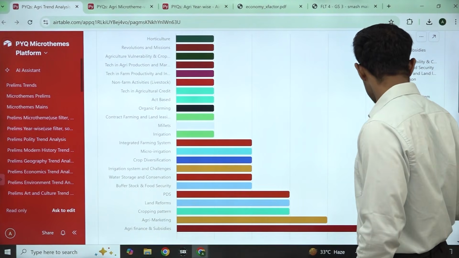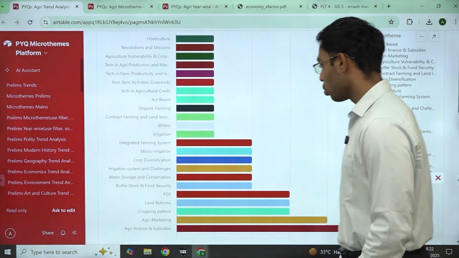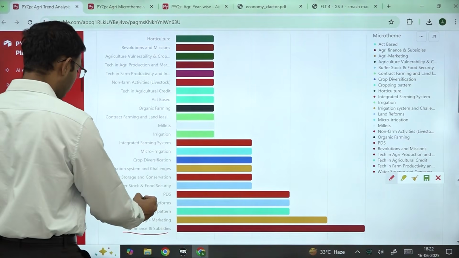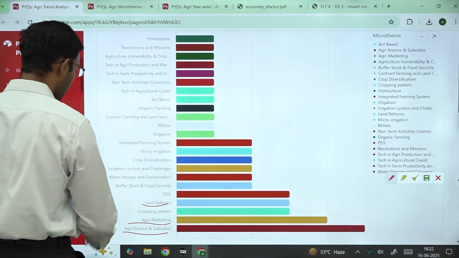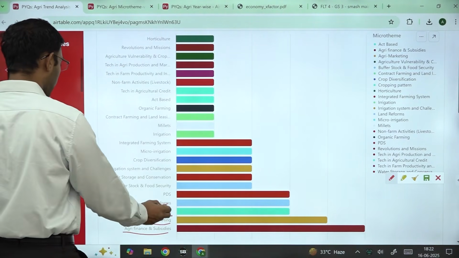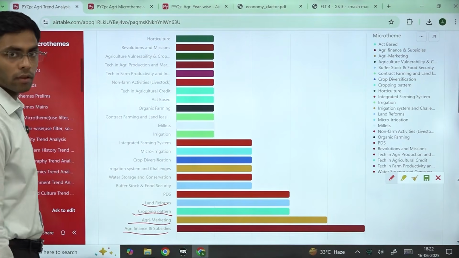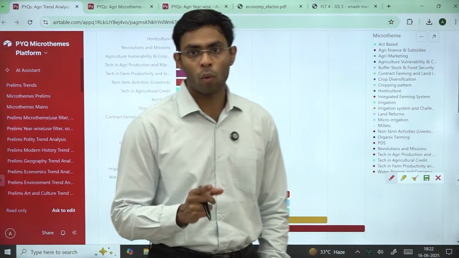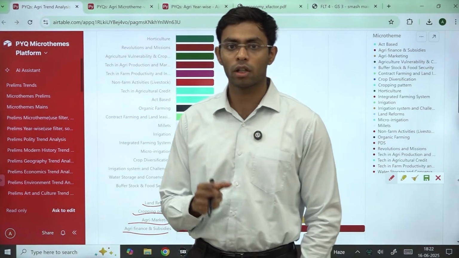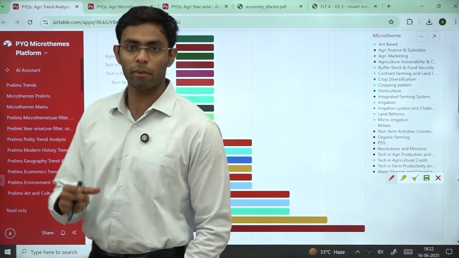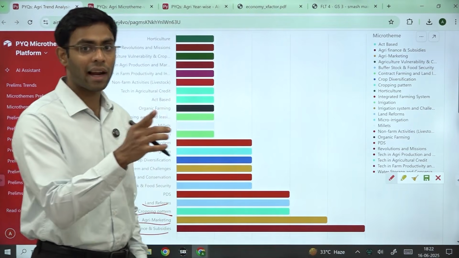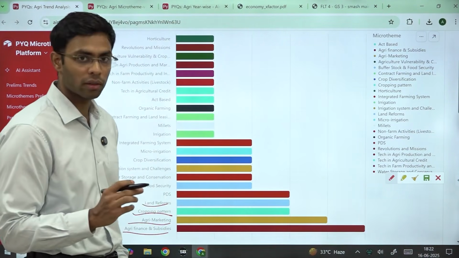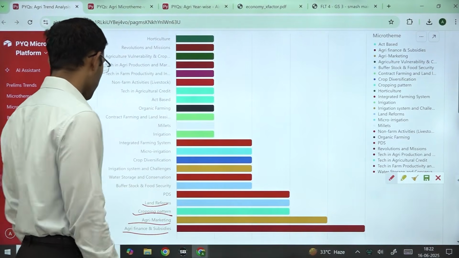So there are different aspects in this agriculture part, right? Agriculture finance and subsidies has seen the highest. Land reforms is there, agriculture marketing, and cropping patterns is very important. And then again, like I said, don't draw restrictions across GS papers. What you have studied in GS1 in geography, cropping patterns and different types of crops grown across India, that diagram will come very handy here. You can use it most definitely. There is no restriction there, right? So be flexible across papers, right?